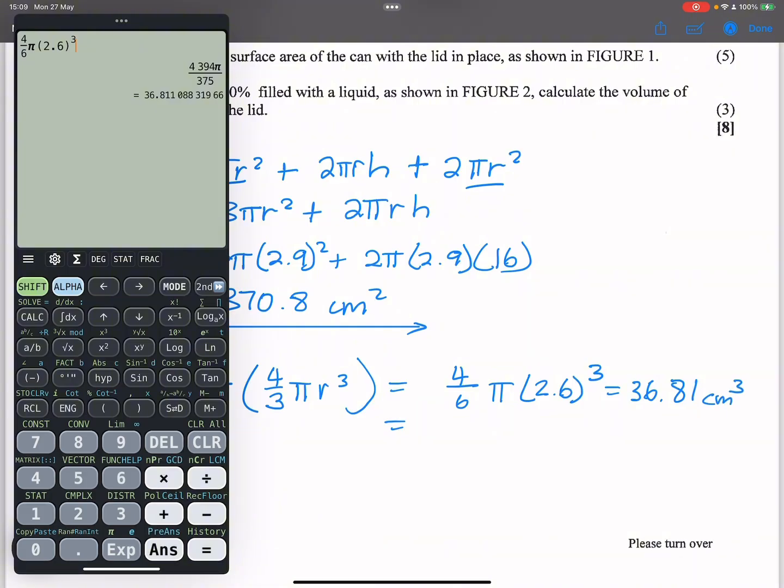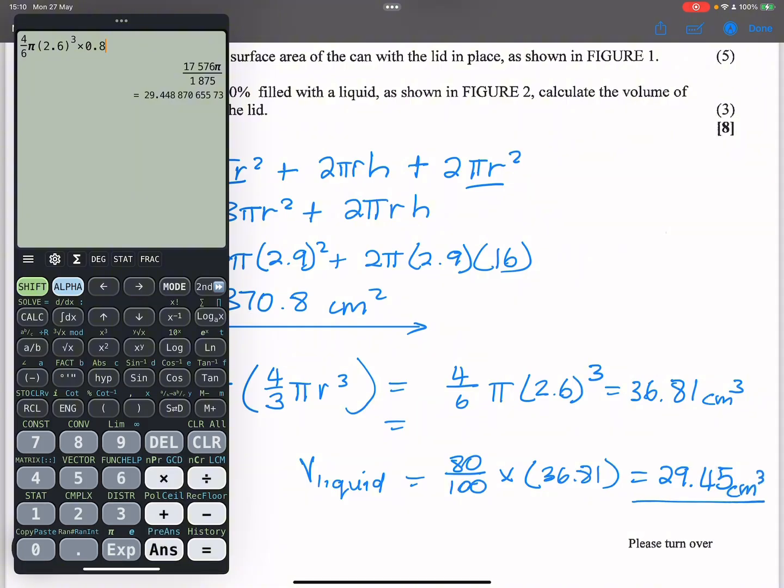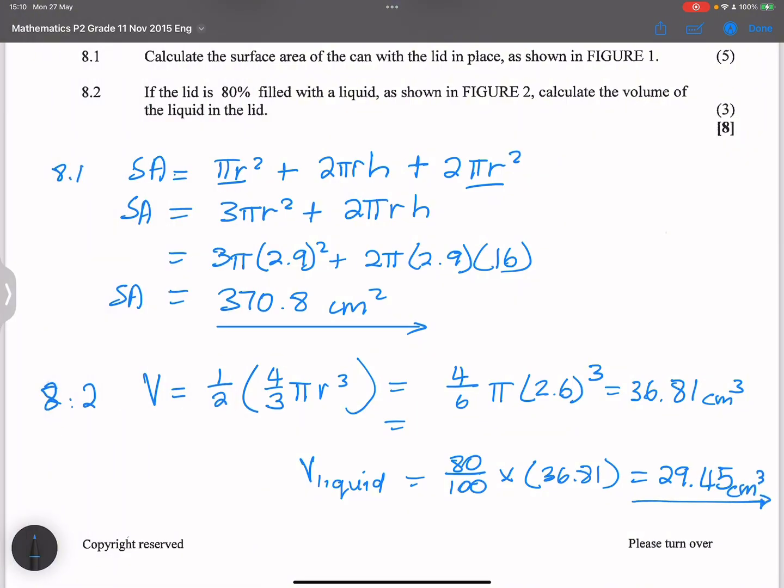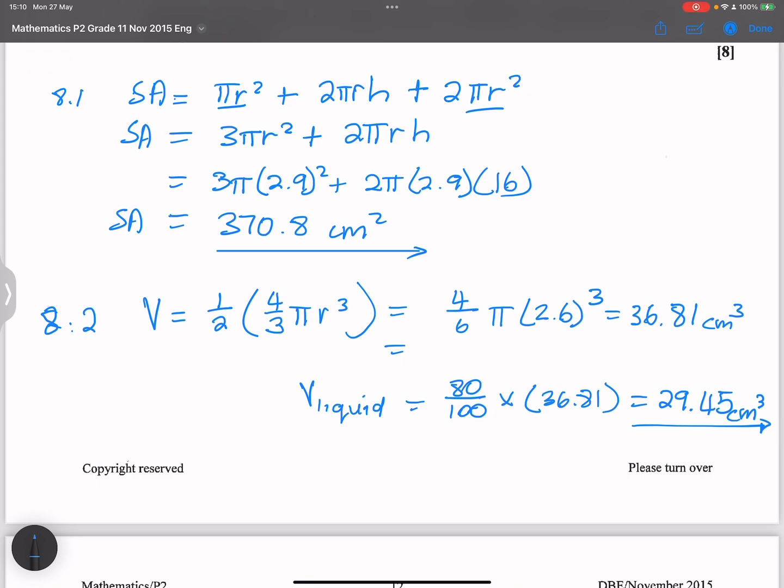So that means that the volume of the liquid would be 80 over 100. That's 80%. Or you can say 0.8 times that volume, which is 36.81. So I'm simply going to take that value and multiply it by 0.8, and I get a value of 29.45 cubic centimeters. And really that is how we're going to answer that, ladies and gents. And essentially that finishes this section.